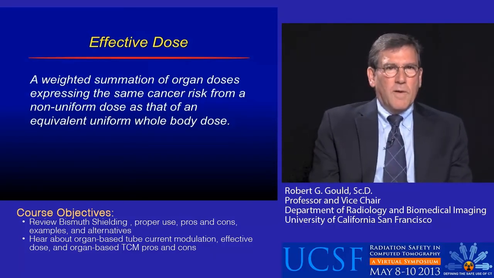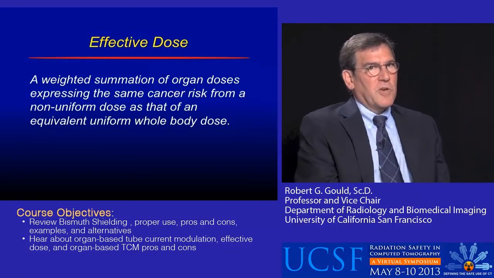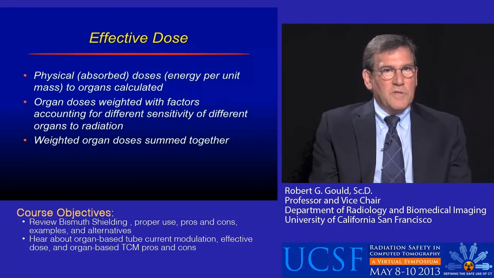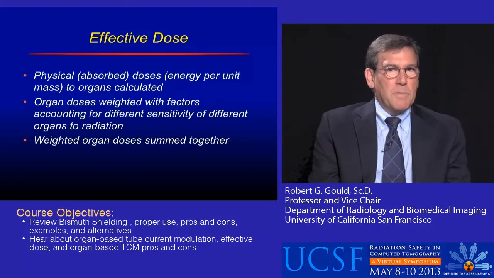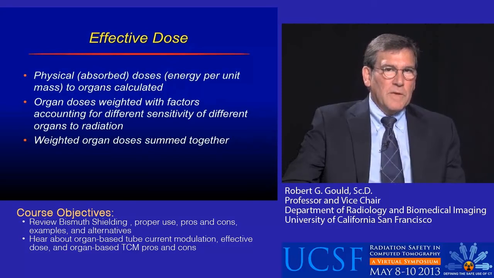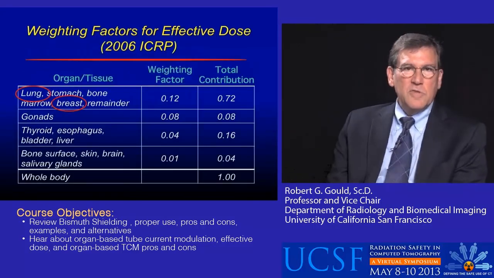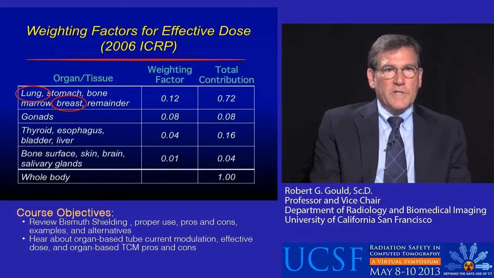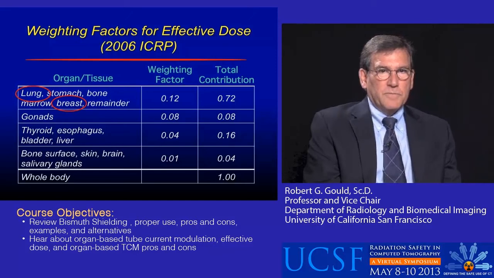The way you determine effective dose is you have to figure out what the dose is to critical organs, sensitive organs. You then have a weighting factor that you multiply those doses by, and you simply add up those organ doses. The weighted organ doses are summed together to get the effective dose. So here's the table. This is the 2006 ICRP numbers of particular organs and their weighting factors.